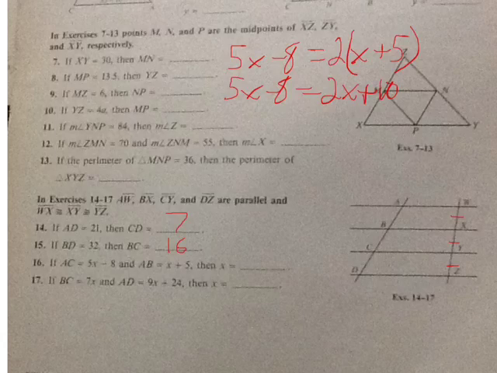So I distribute the 2, and I get on the right side 2x plus 10. Now I can subtract 2x from both sides, and I get 3x. And I can add 8 to both sides. I'm going to get 18 on the right side. So 3x equals 18. Divide both sides by 3. I'm going to get x equals 6. So the answer to number 16 should be 6.